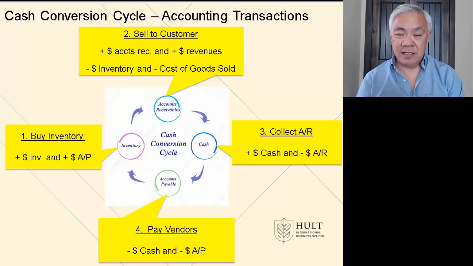First, we buy inventory on the left-hand side. And at that entry, inventory goes up, that's an asset, and accounts payable entry. Both sides go up. Assets up, liabilities up. Specific accounts, inventory, and accounts payable.